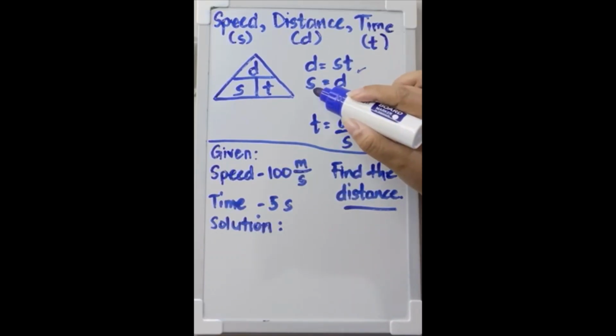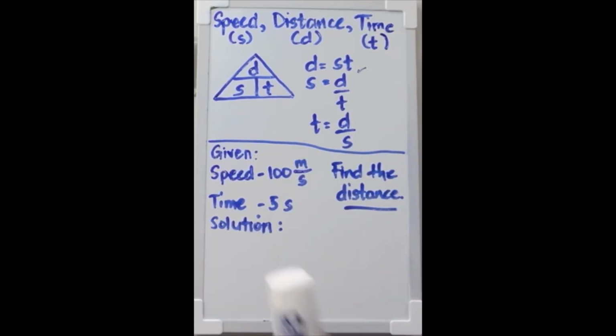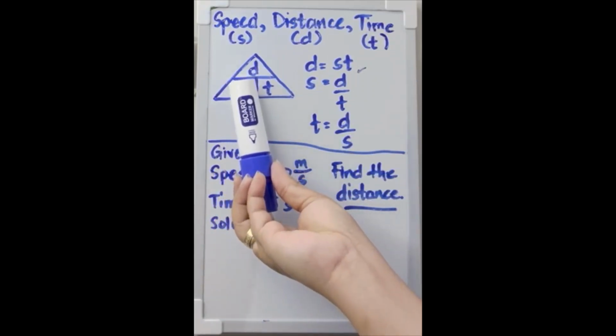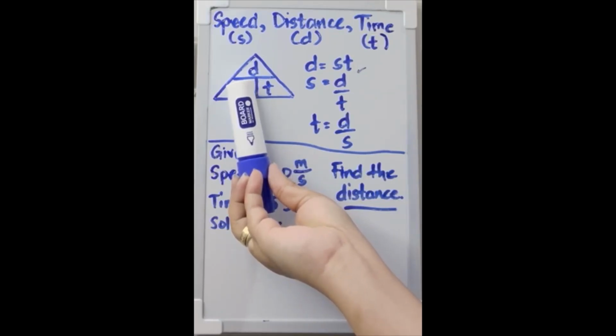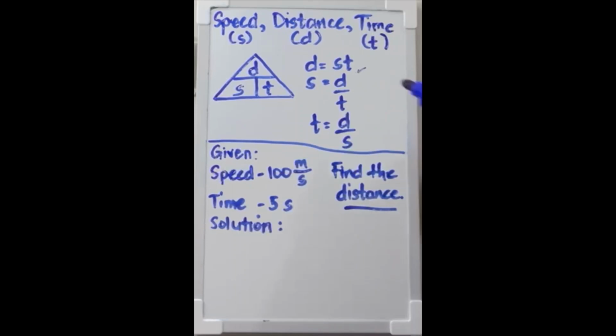Next, second equation is for the speed. Looking at the speed here, if we're going to cover this, we can see what's left are distance and time. So speed is equal to distance divided by time. So that's our second equation.